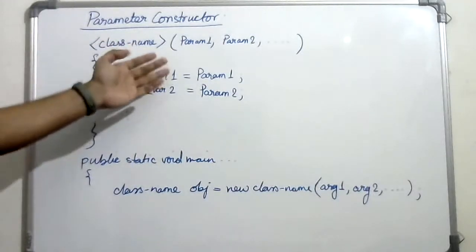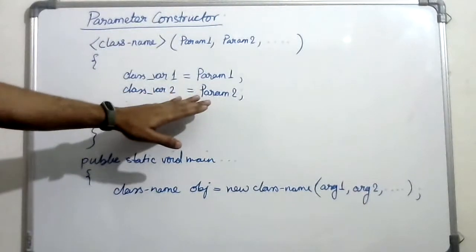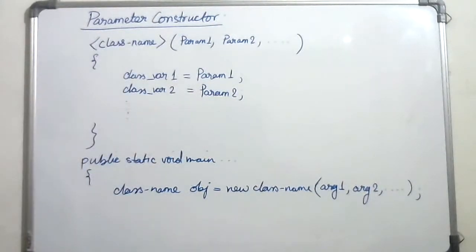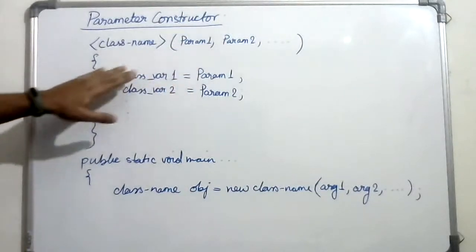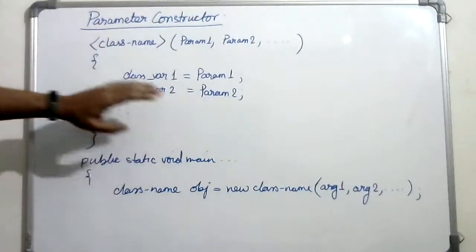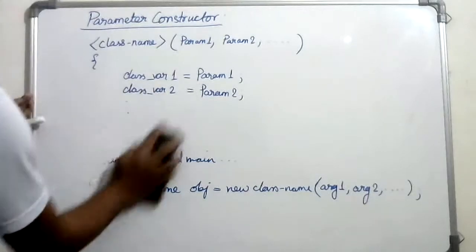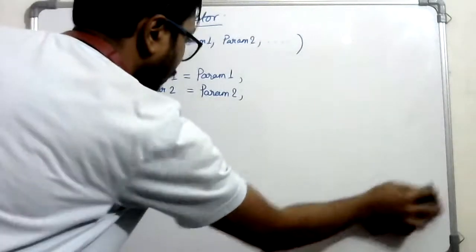So the first class variable is initialized to parameter 1. This particular order need not be followed strictly, but it's the norm. The first parameter is usually initialized to the first class variable, the second parameter to the second class variable, and so on. That is the general syntax of a parameterized constructor. We'll take a look at an example of a class to get more clarification.